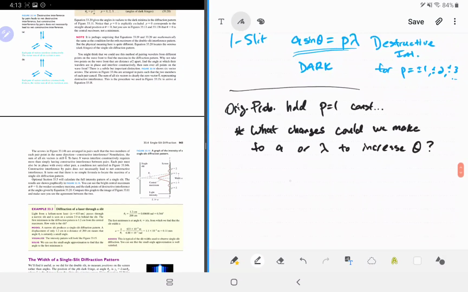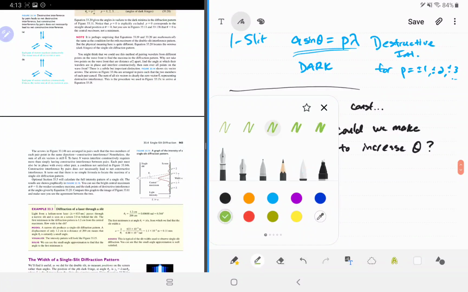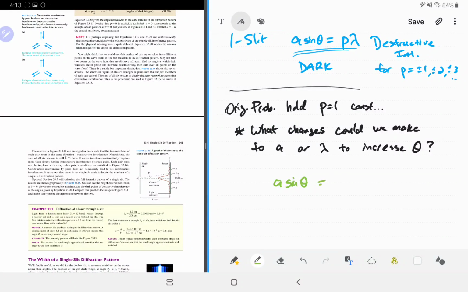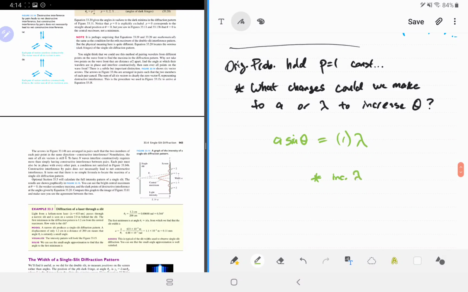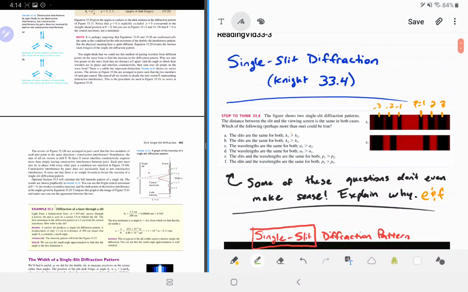Well, let's see, A sine theta is equal to, so we're going to hold p equals 1 constant, so p lambda. So one way to increase theta is we could increase lambda, or we could decrease A, the slit width. Okay, so increase lambda or decrease A, both of those things will spread out the diffraction pattern, will increase theta to the first dark spot. So to increase theta, it looks like B would be okay. Right, lambda 2 bigger than lambda 1, that means we increase lambda going from 1 to 2. Or a decrease in A, that means A2 would have to be less than A1, so B looks okay as well.